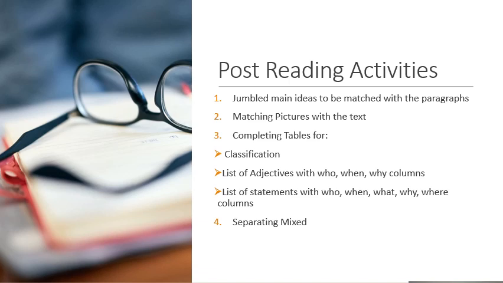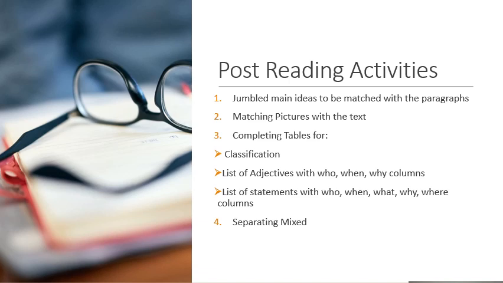Okay. Number three, completing tables for classification: list of adjectives with who, when, why columns, list of statements with who, when, what, why, where columns. This is exactly the same as what we have discussed in the listening activities, right? A list of the dialogues can be given to the students, or the statements, or sometimes the words, and then you can ask the students who has said this to whom, and when and where. Okay, or any other information that you think is related with the text.